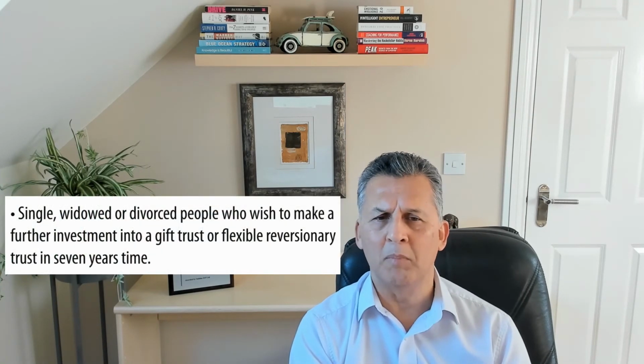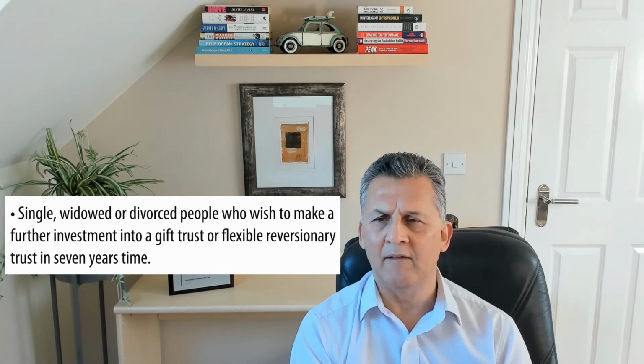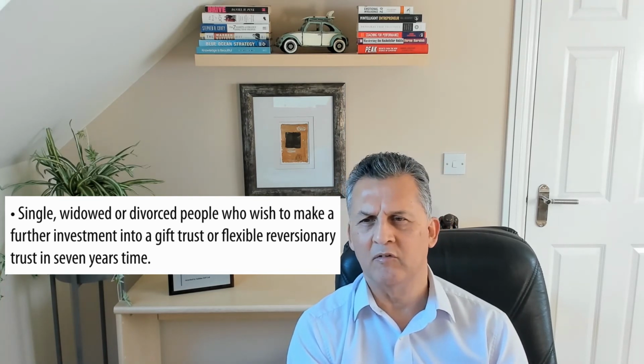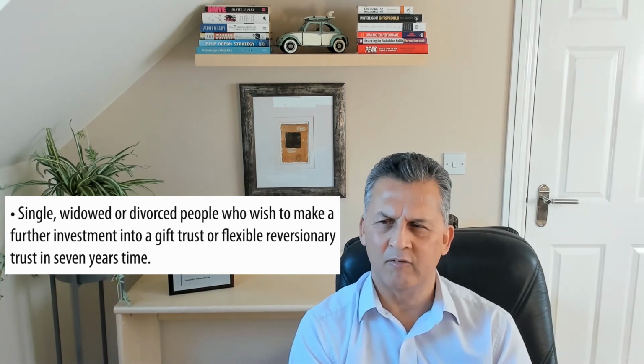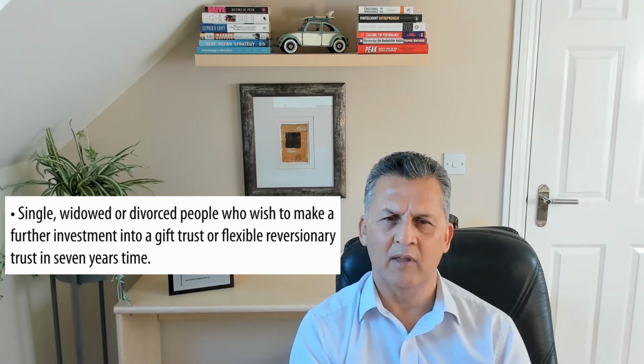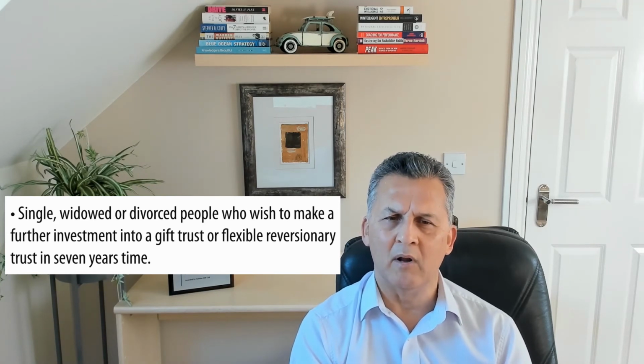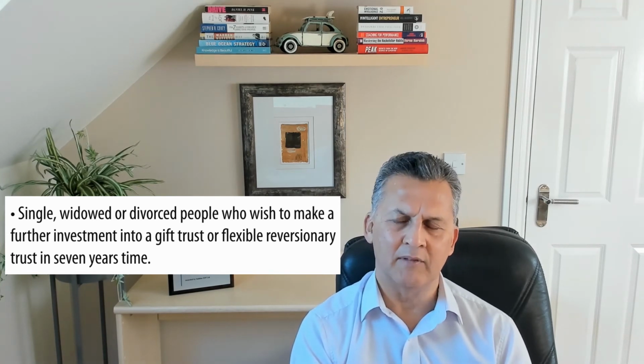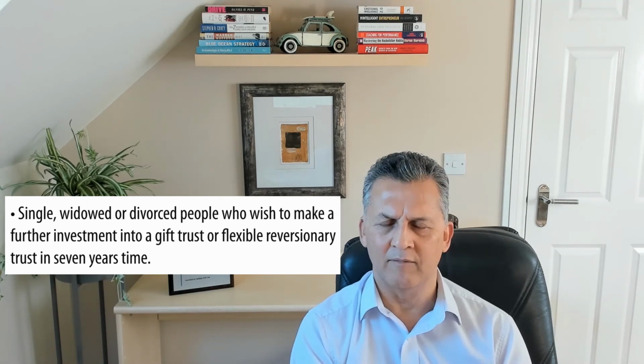Another use is for single, widowed or divorced people. So married couples may, for instance, put 650,000 into a flexible reversionary trust, allowing that money to be outside of their estate after 7 years, but get the capital back in tranches should they require it. But for single, widowed or divorced people, their limit into that type of trust is only 325, and they may think they want more capital available to them in their later years.